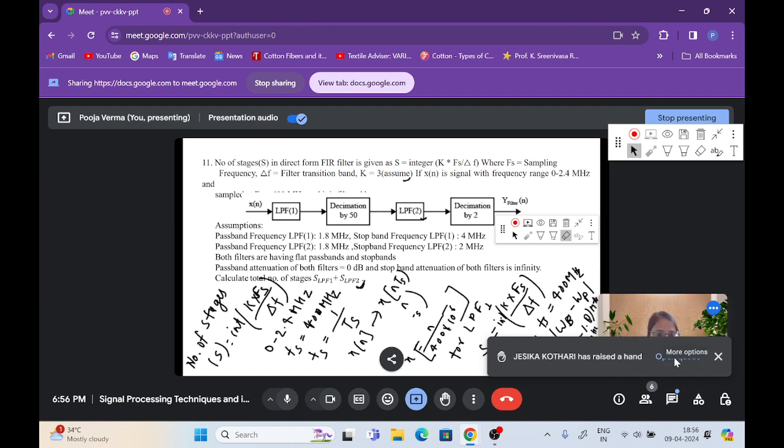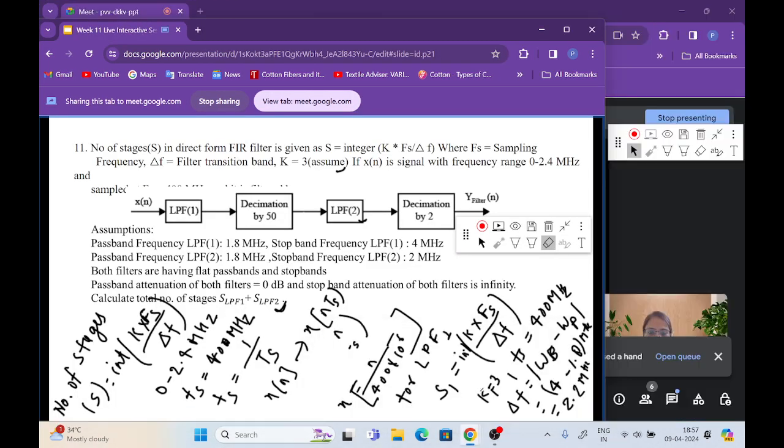Okay, you can ask, Jessica. Yes ma'am, how did you take this 400 megahertz? 400 megahertz, actually it is given here. See in the slide, my block diagram has overwritten it. I will correct it. Okay, thank you ma'am. So I am removing from till here. Please, I hope all of you noted down. After that, I will write.